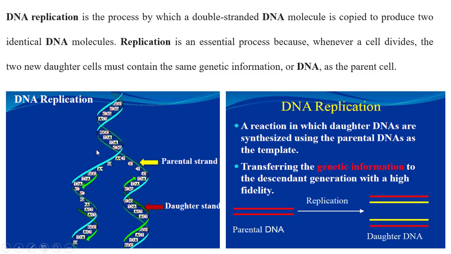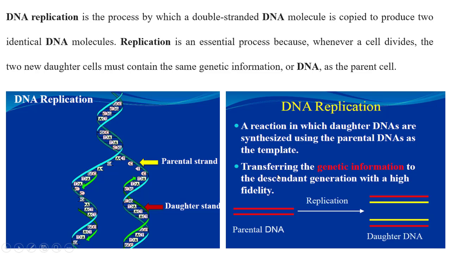The process by which the double-stranded DNA is copied means the newly synthesized strand is formed from the parental strand. The parental strand acts as a template strand and the newly synthesized strand is called the daughter strand. The replication is an essential process because whenever the cell divides, a new daughter cell is formed. The daughter cell must contain the same level of genetic information as the parental cell.